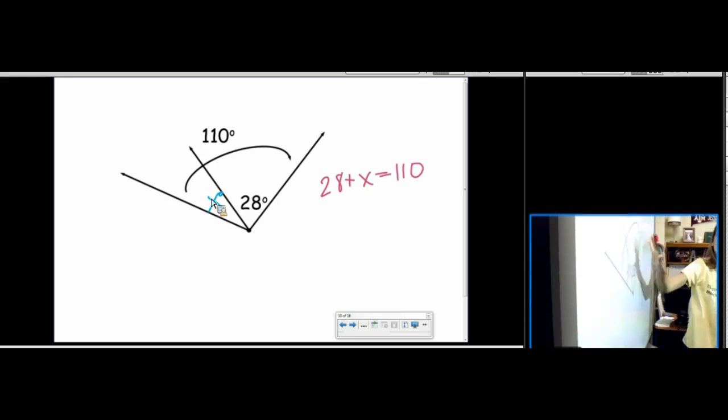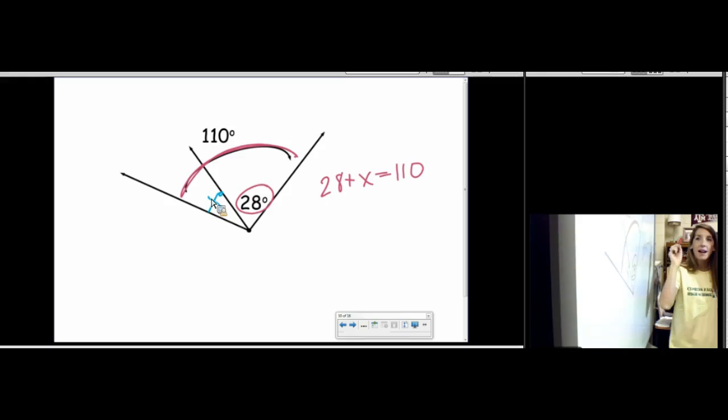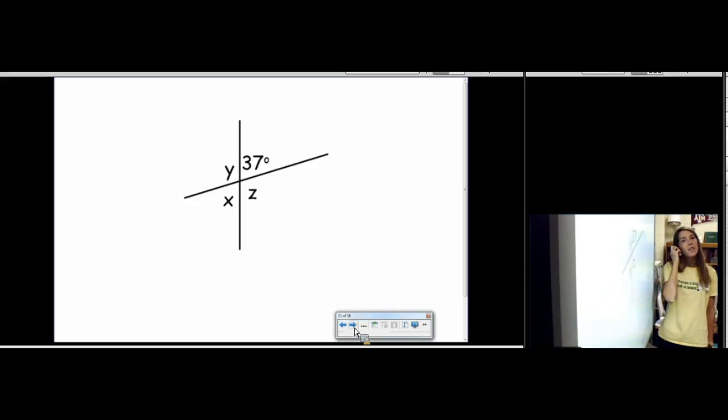You could even just look at this picture and be like, oh, the whole is 110 and I've used up 28, so you could have just subtracted them. Am I forcing you to write an equation? Never. I'll never force you to write it, okay? So that was a subtraction problem, a one-step problem, 82 degrees, right? Okay. Find x, y, and z.